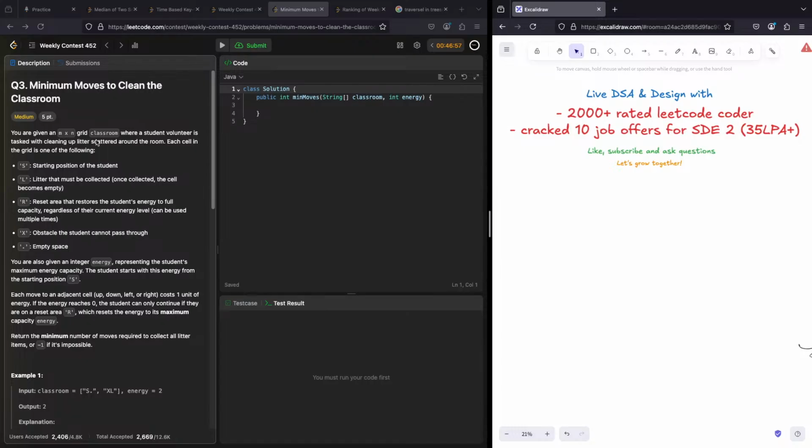So you are given a grid in a classroom where a student volunteer is tasked with cleaning up the litter scattered around the room. Each cell is starting S, okay, S is the start and L is the litter, and once collected, the grid becomes empty. Okay, that makes sense.